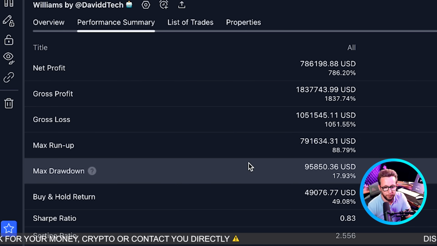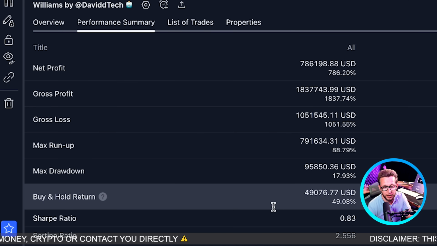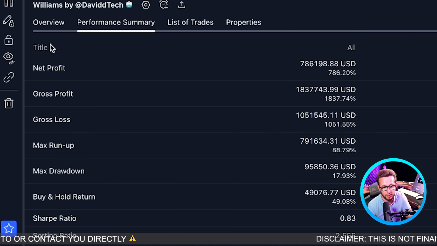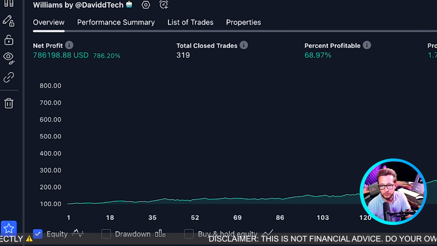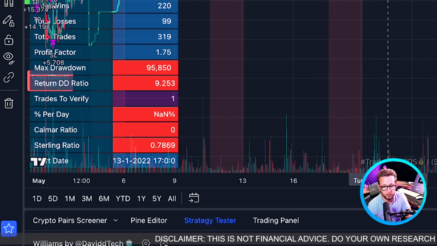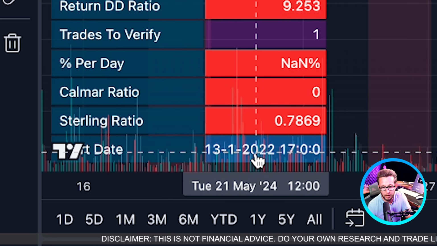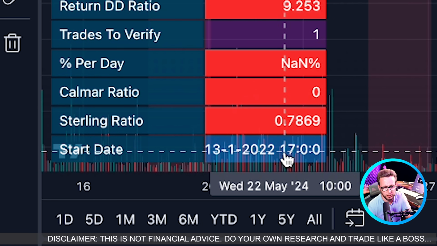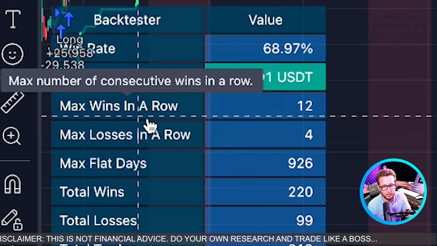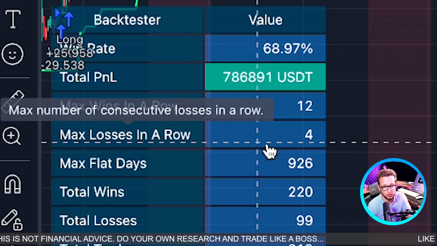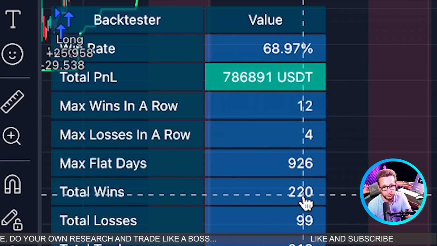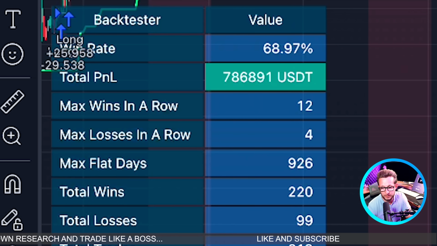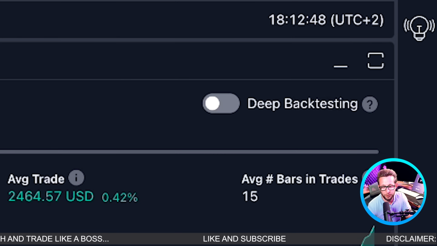If we go over to the performance summary, we can see that the buy and hold would have been 49%, which we absolutely smashed with this new strategy. If we go over to the metrics at the top, you can see that the trading strategy backtest results are currently up to 2022 in January the 13th. We have a max wins in a row of 12, max losses in a row were 14. We had total wins of 220 and total losses of 99. That gave us the profit factor.